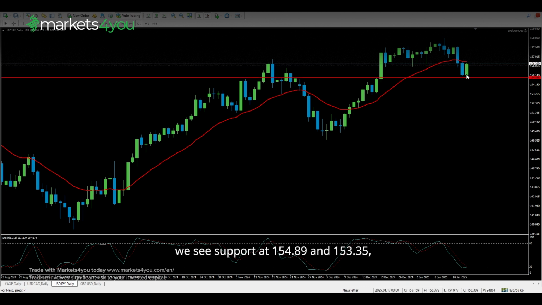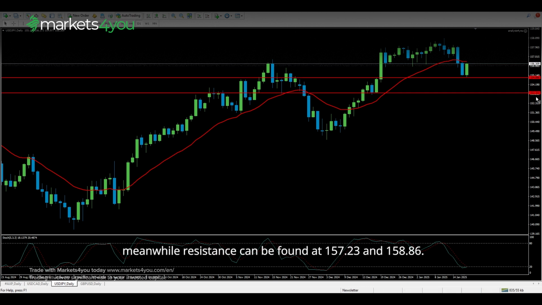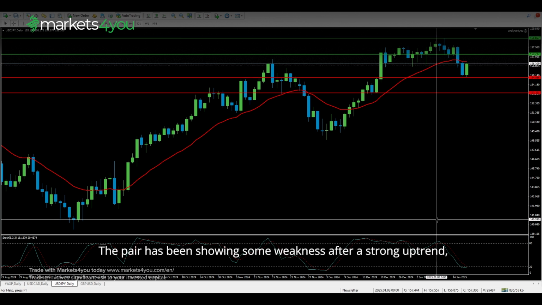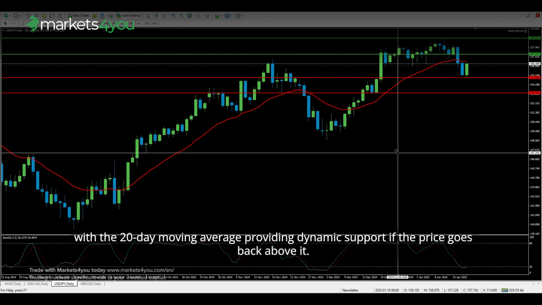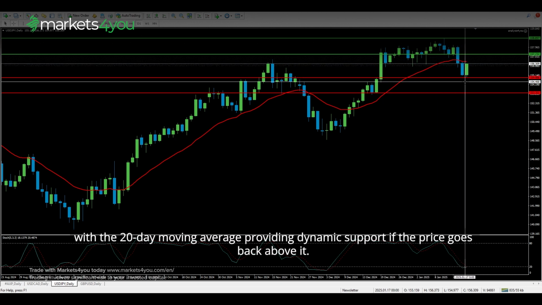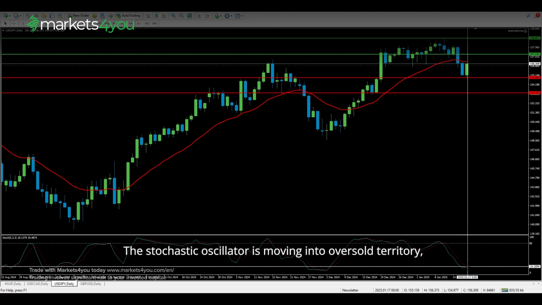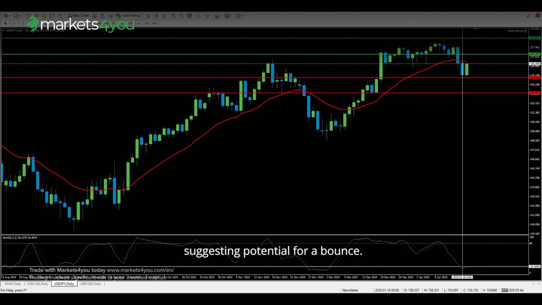154.89 and 153.35, meanwhile resistance can be found at 157.23 and 158.86. The pair has been showing some weakness after a strong uptrend, with the 20-day moving average providing dynamic support if the price goes back above it. The stochastic oscillator is moving into oversold territory, suggesting potential for a bounce.